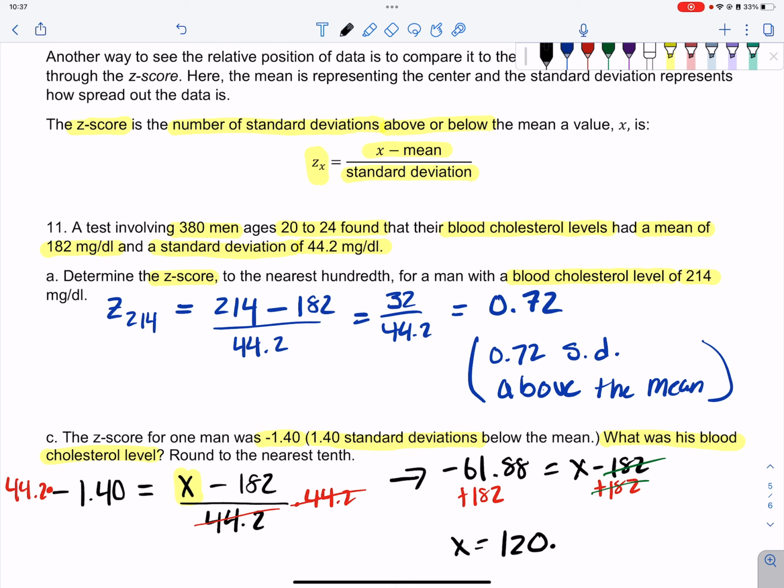And then to round to the nearest tenth, we are going to have 120.1 for this. So then we have that their blood cholesterol level is 120.1. And then lastly, our unit would be milligrams per deciliter, because that's what we had been using for the unit for this.